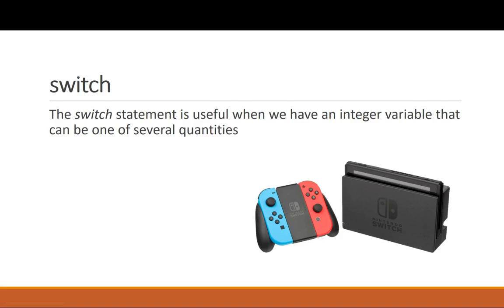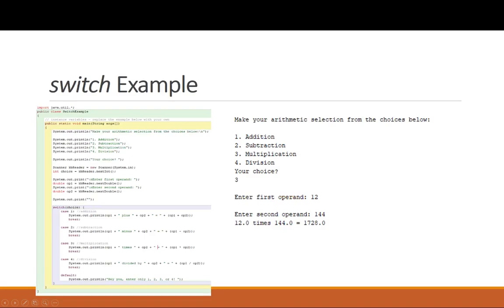The switch statement is useful when we have an integer variable that can be one of several quantities. So you are switching the flow of the program using integer variables. For example, here we have our Java exercise. What's going to be printed is: choose your arithmetic operation from the choices below: add, subtract, multiply, division. You choose 3, enter the first operand 12, enter the second operand 144. 12.0 times 144.0 is 1,728.